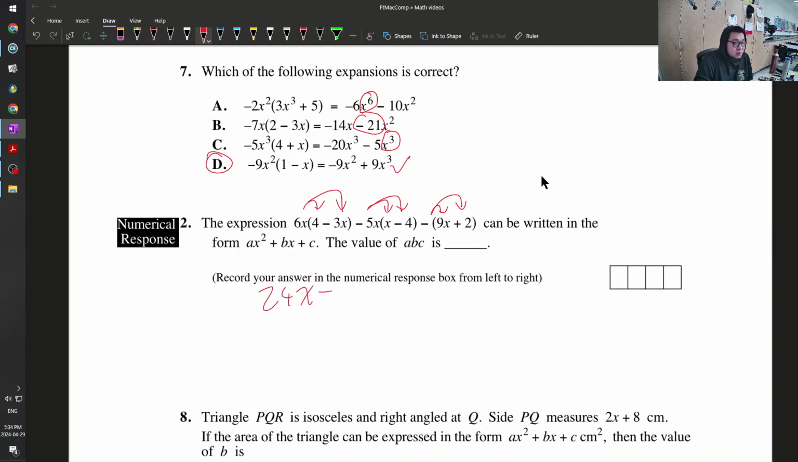24x minus 18x squared minus 5x squared plus 20x minus 9x minus 2. Okay, combine like terms, negative 18 subtract 5, x squared and x squared, we get negative 23x squared. 24x plus 20x, that is 44x minus 9x, which is equal to 35x. Okay, 24 plus 20, 44. 44 minus 9 is equal to 35.